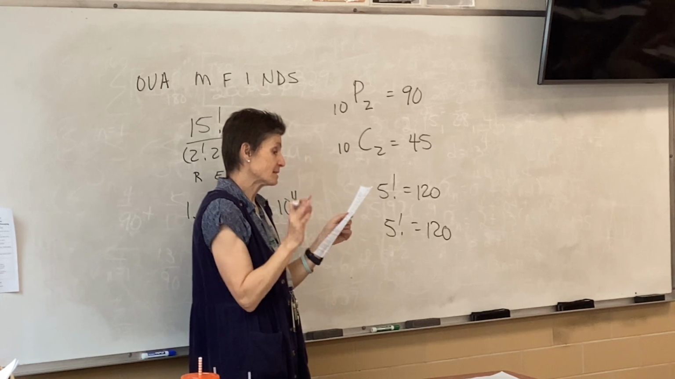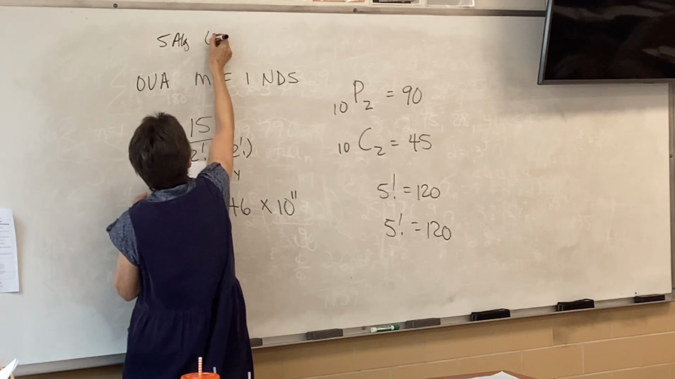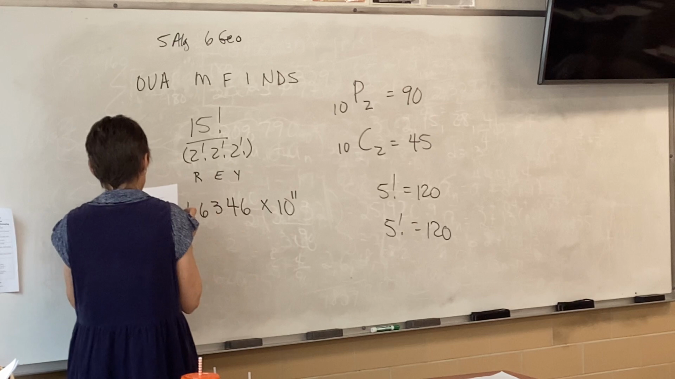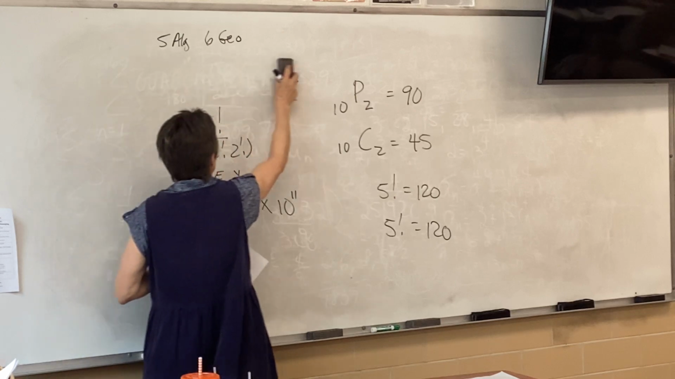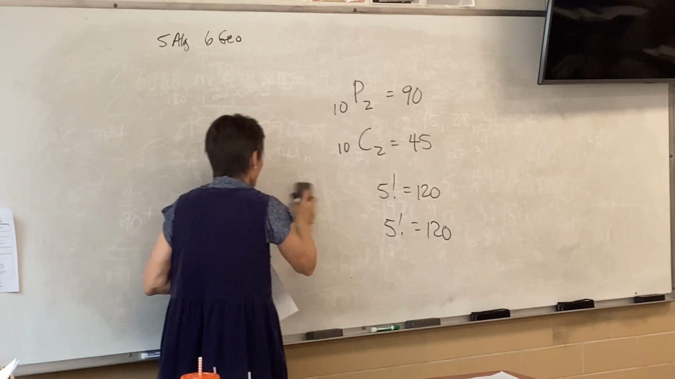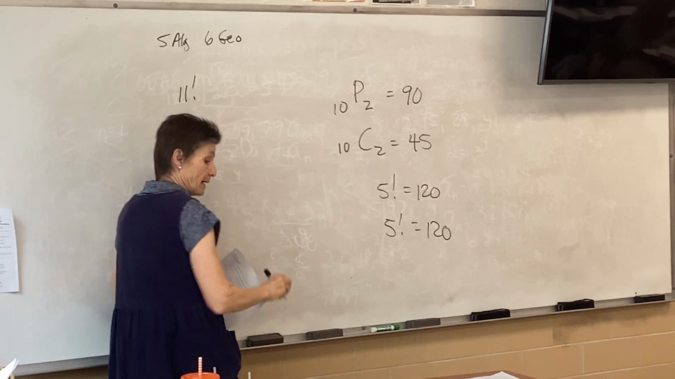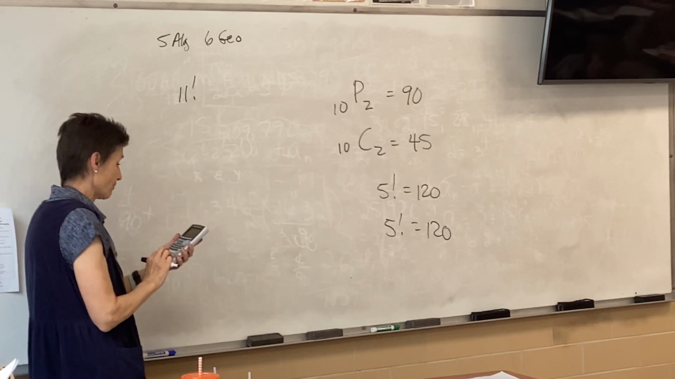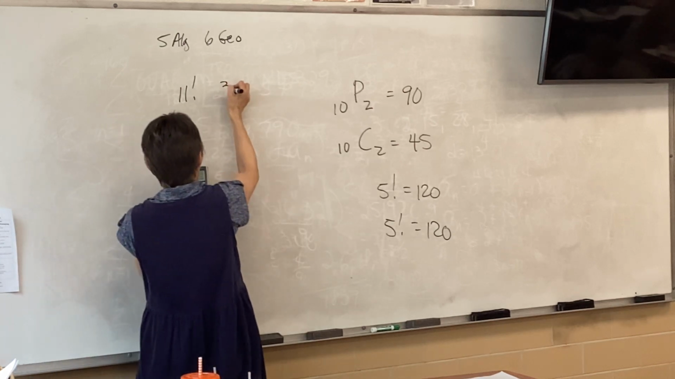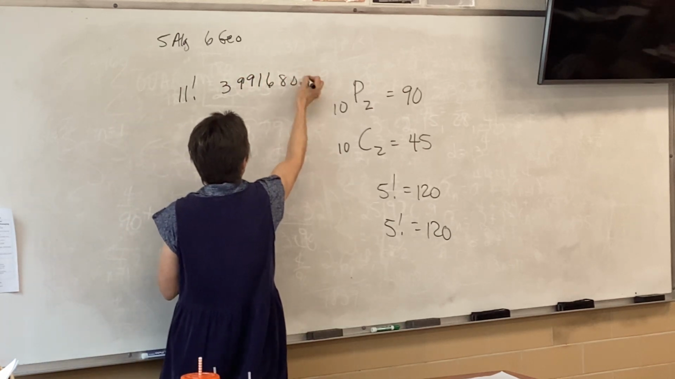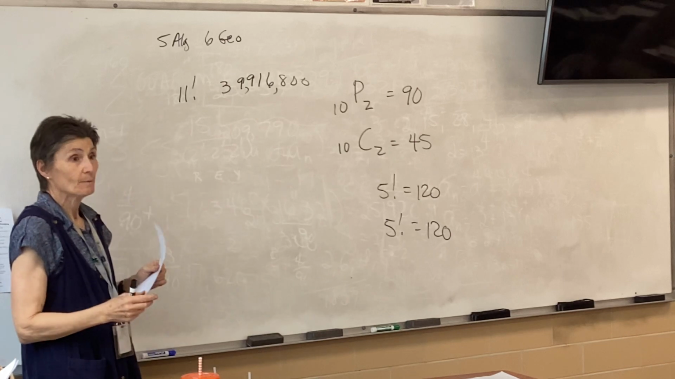Okay, now back to number 5. I have 5 algebra and 6 geometry. How many ways can I arrange them if they're all different? If these are all different books, so think of it like a word and they're all different letters. How many ways could that be done? 11 factorial. I do not know what that is, but that is another very big number. So 39 million? Is that okay with everybody?